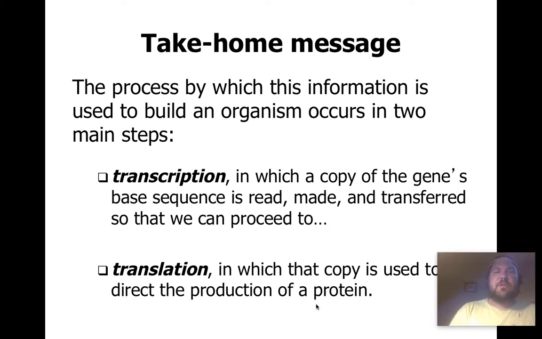The process by which this information is used to build an organism, to go from genotype to phenotype, occurs in two main steps that we'll talk about more in a minute. Transcription is where a copy of the gene's base sequence is read, made, and transferred so that we can then proceed to translation, in which that copy is used to direct the production of a specific protein.